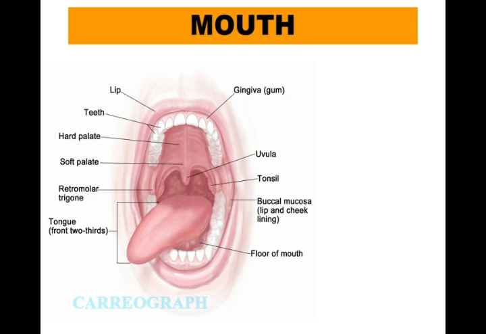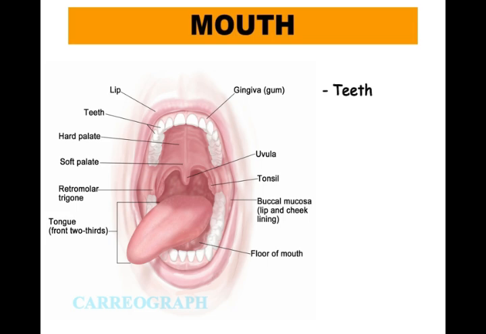This mouth cavity consists of teeth. And as you already know, friends, in an adult we have 32 teeth. And these teeth are of 4 types. One is incisor, then canine, premolar and molar.